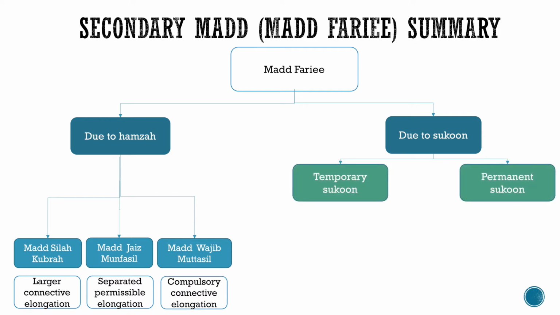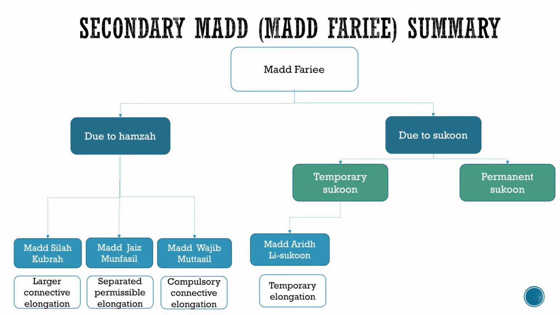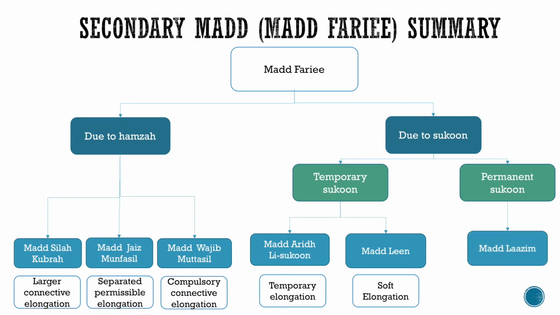Mad Fari'Ee due to Sukoon consists of two branches, a temporary Sukoon and a permanent Sukoon. The temporary Sukoon consists of two types, Mad Arid Sukoon, which is known as temporary elongation, and Mad Leen, which is known as soft elongation. The permanent Sukoon has Mad Lazim, which is known as compulsory elongation.